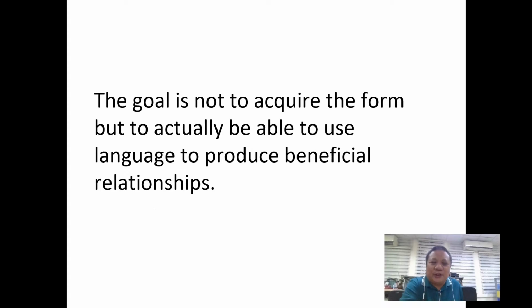You see, class, the goal is not to acquire the form like behaviorism does, but to actually be able to use language to produce beneficial relationships. So it's not really the form that's being targeted, but being able to communicate using the language, producing beneficial relationships.